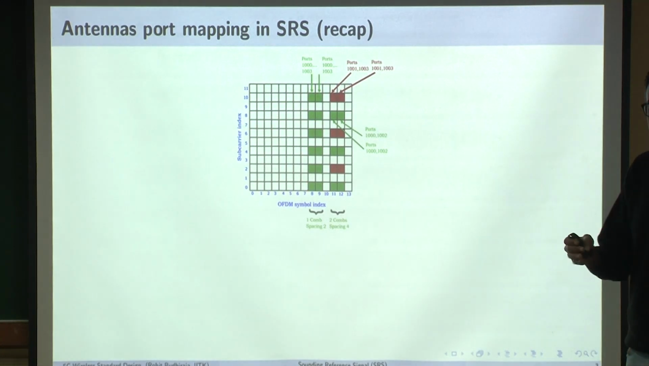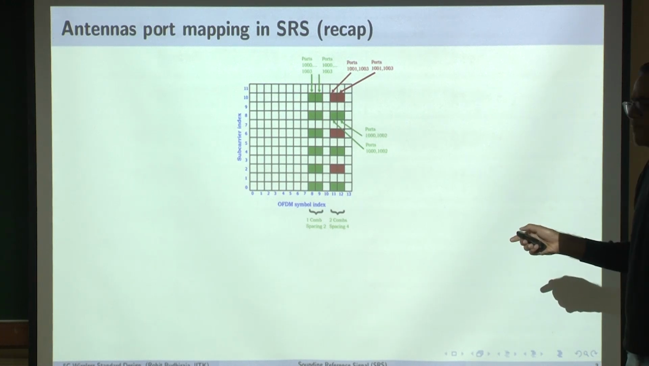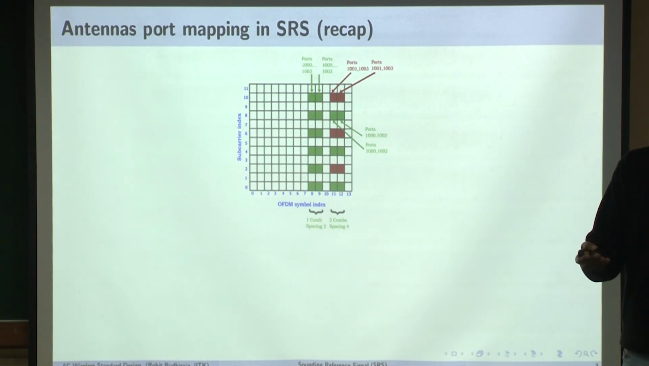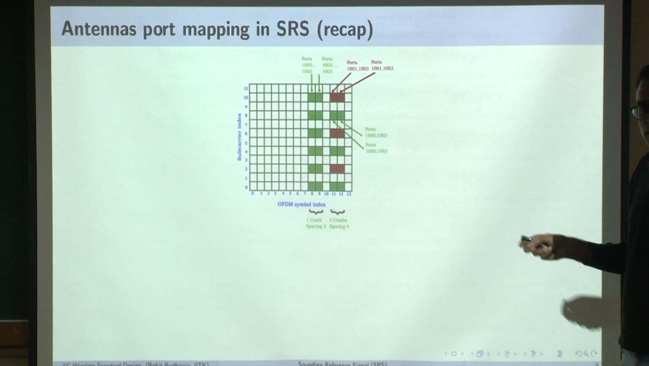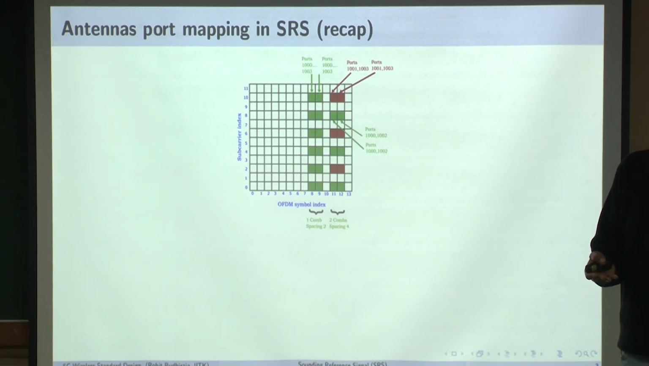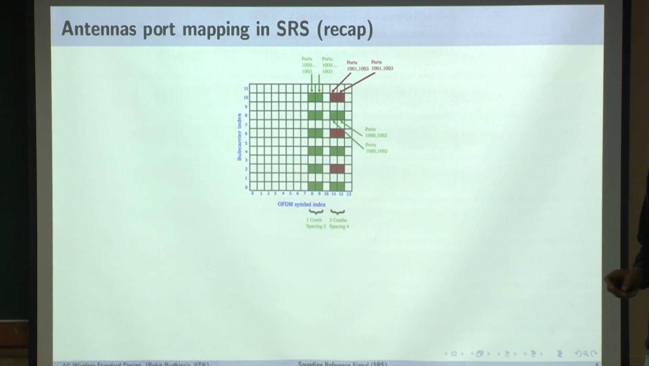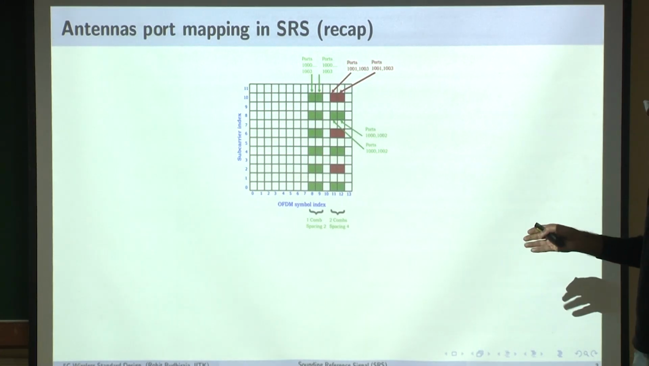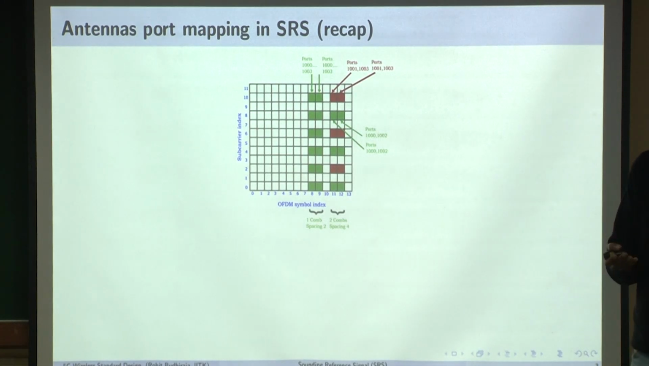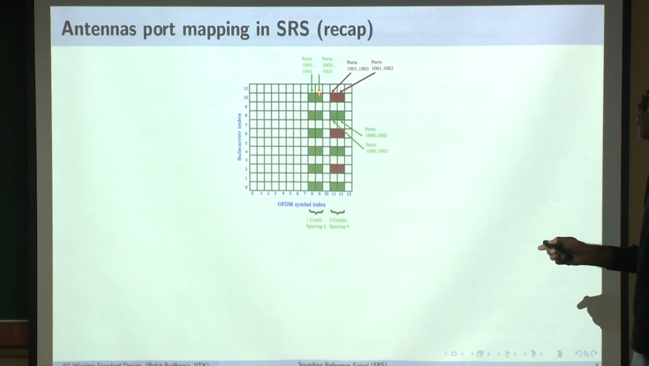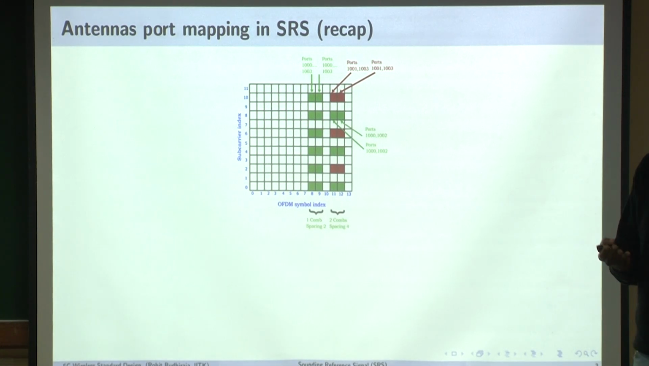the same comb, and the idea of generating different ports on the same comb is basically the same as what we discussed for DMRS. So how do you multiplex different ports on the same resource elements? You basically use code division multiplexing, right? So you need 4 different orthogonal codes to map 4 different ports onto it. Okay, so that's how it is done.